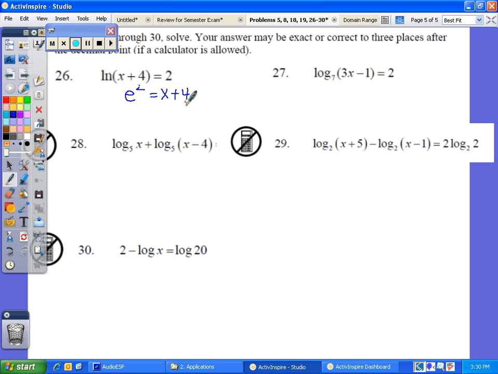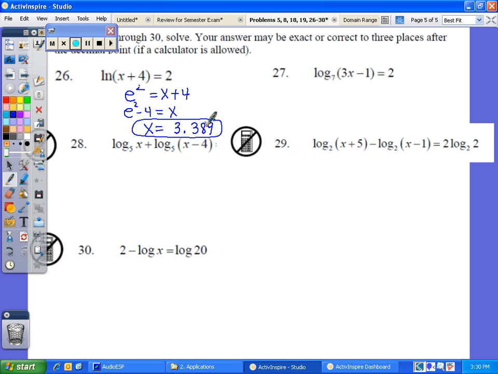Once I've set this up, this is simply an algebraic problem where I have e squared minus 4 equals x. Enter that in your calculator, let the calculator do the computation, and you will end up with an x value that's decimal, and you will round off to 3 places. So put that in your calculator and check it out.